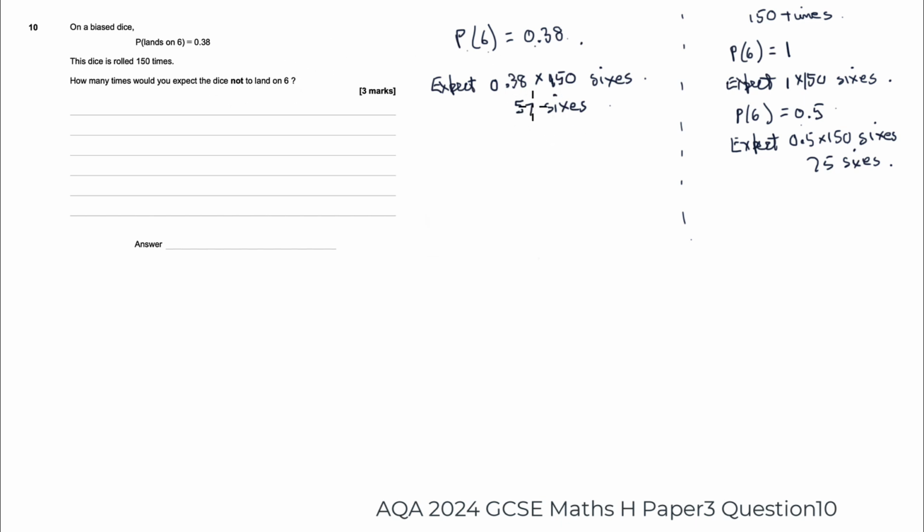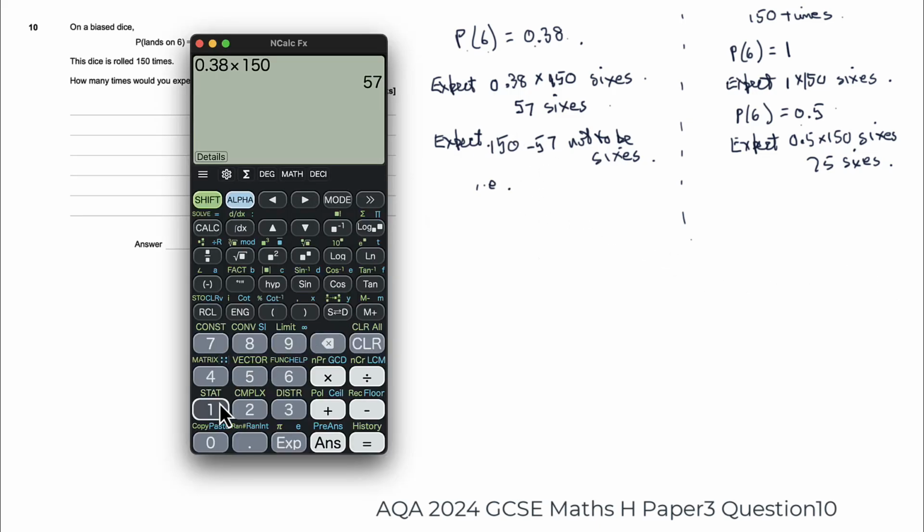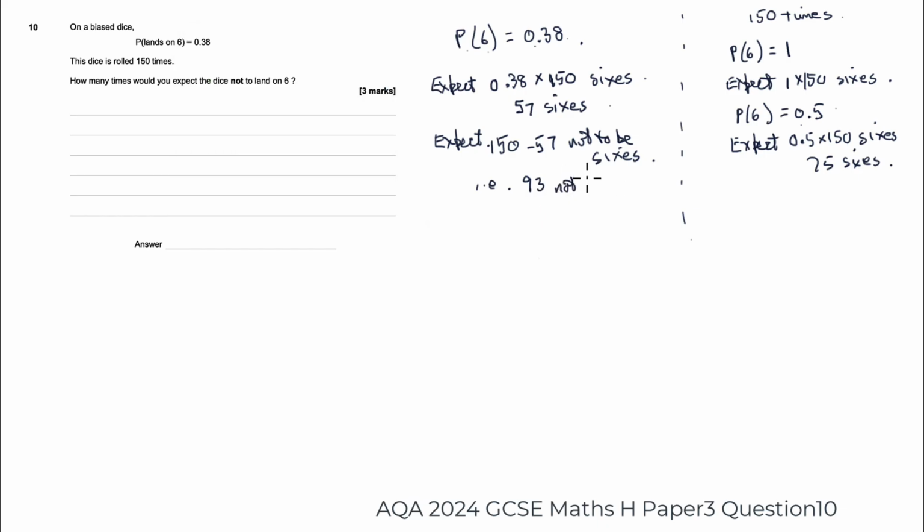So if you expect 57 6s, you'd expect the rest of them, 150 minus 57, not to be 6s. i.e., what's 150 minus 57? 150 minus that answer of 57 is 93. So it's 93.